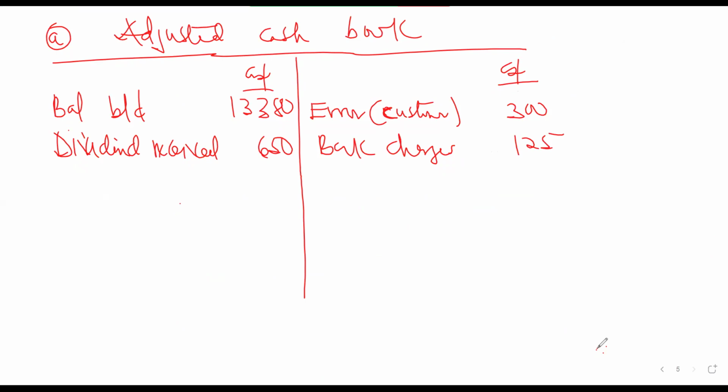But this is not money for us, so we cannot record it in our cash book. So we have to use it to adjust or reconcile our cash book balance with the bank statements. So let's come to the balance carried down. What is the difference there? I'm having 13,605.